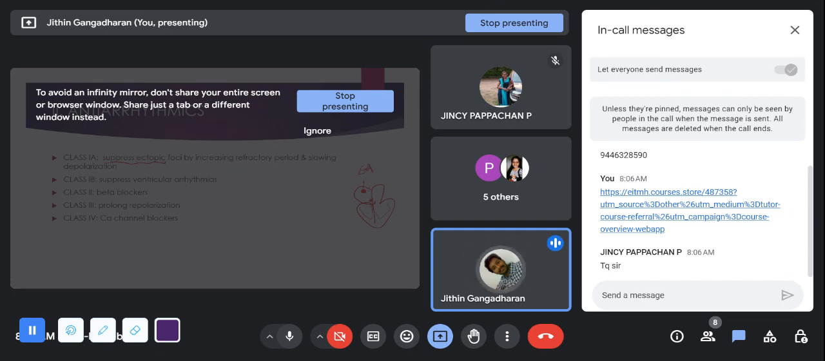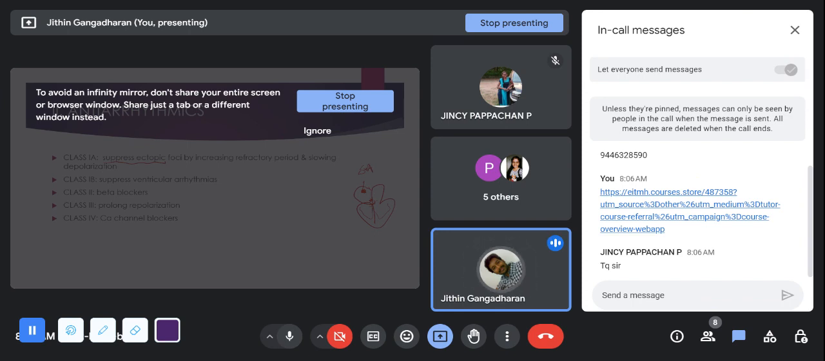So class 1 is clear, right? First, it suppresses ectopic foci. Second, it is for ventricular arrhythmias. The drugs are quinidine and procainamide, and lignocaine and phenytoin. And there is one more drug in class 1B, flecainide, which slows the contraction. Just leave it; lignocaine and phenytoin is enough. Next is class 2 drugs.